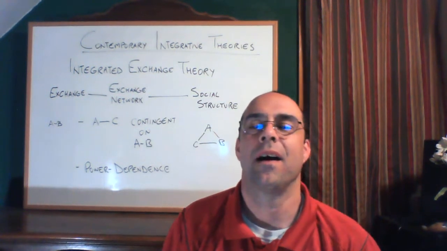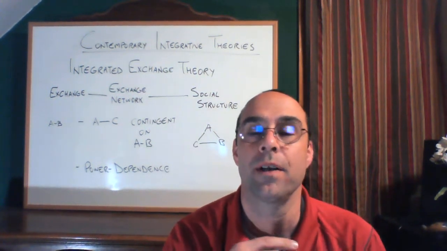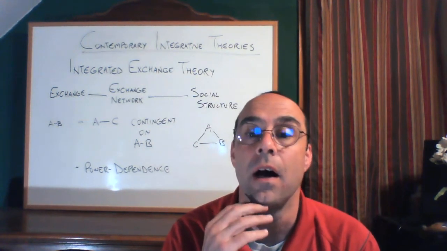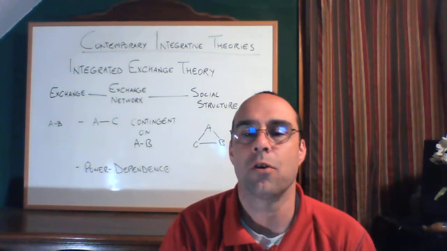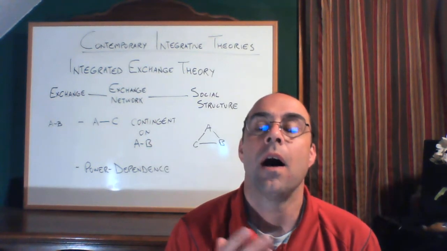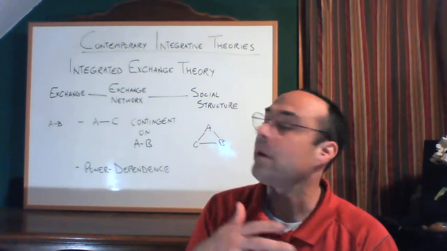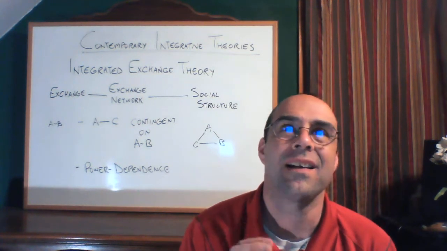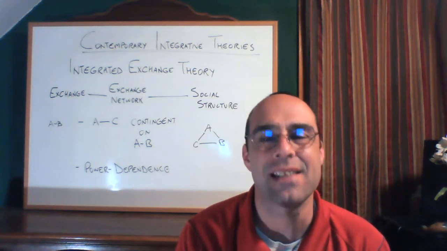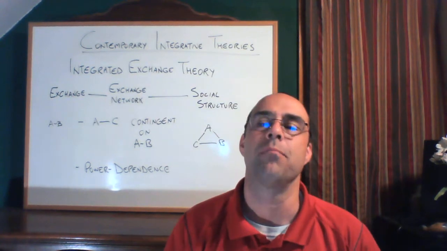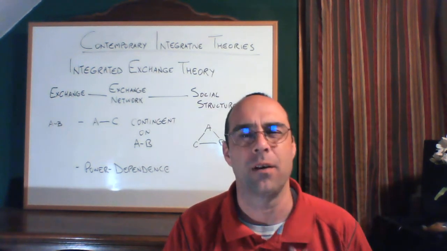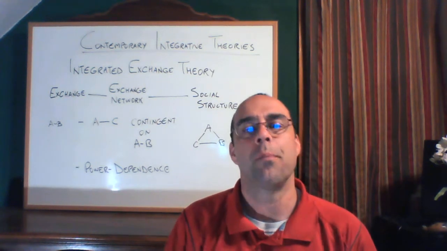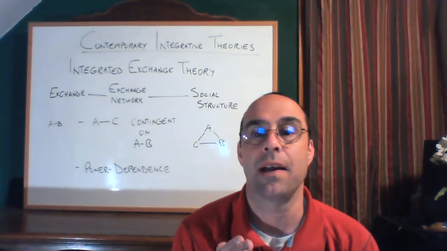Hey guys, welcome back. In this video, we are going to look at our first contemporary integrative theory, in addition to James Coleman's rational reconstruction. This is an integrated exchange theory. It looks complicated. It's not as easy as some of the things we've seen, but I will try to explain it in a way that's pretty simplified.